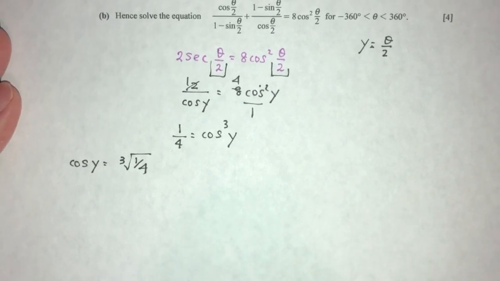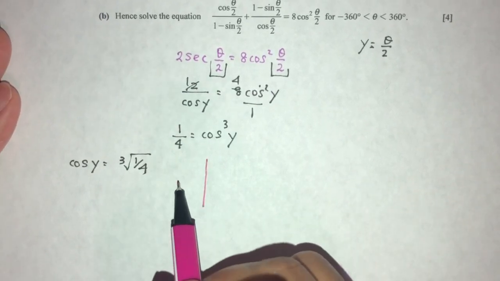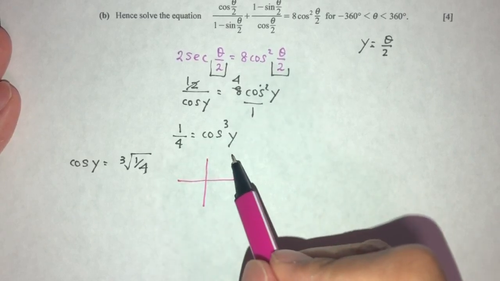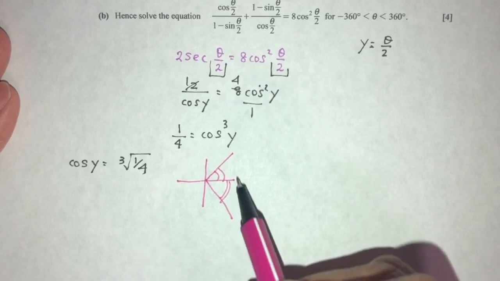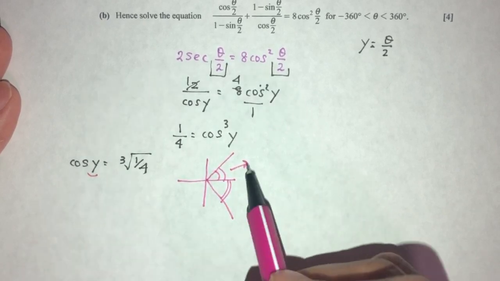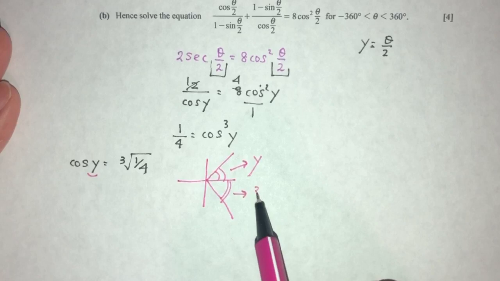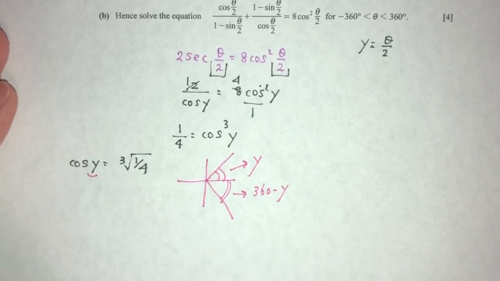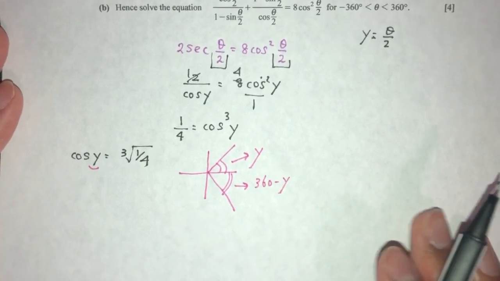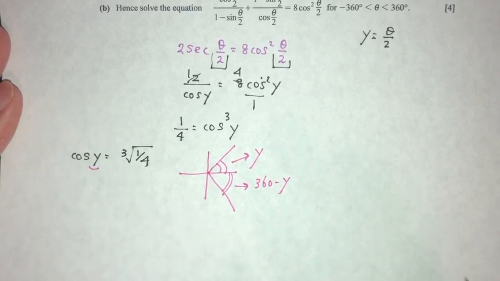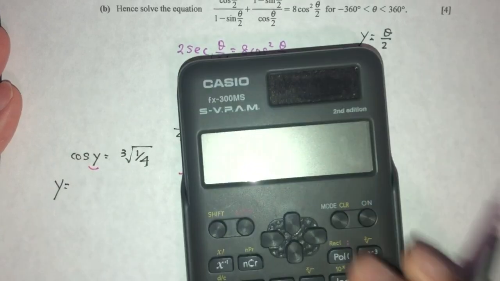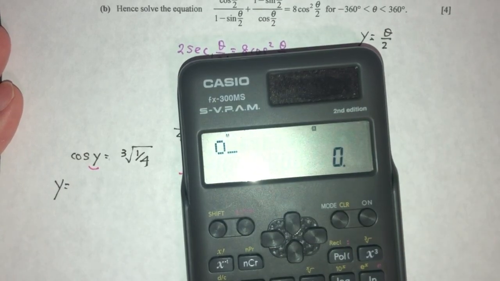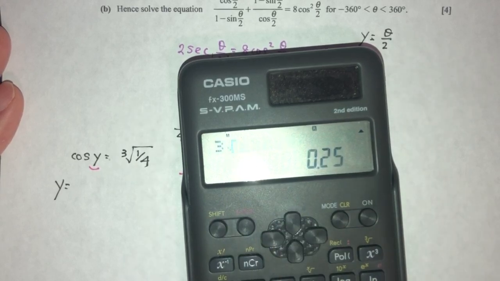So now we should know, well, when cos is positive, it is in the first quadrant and in the fourth quadrant. Now this is the value of y directly, and this is the value of 360 minus y. Okay, so let's try. Whenever it's positive, it's pretty easy, right? So y will be simply cos inverse of this value. So 1 divided by 4, cubic root of this value, there you go.